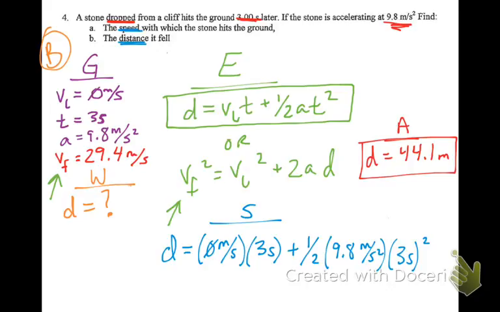If it's not what you got, make sure you pause the video, rewind it, and see what you may have done wrong. Now if you got this right, I want you to pause the video and try question number 5. Hopefully you paused the video and tried question number 5. A car traveling at 21 meters per second is uniformly slowed down at a rate of 0.4 meters per second squared. What is the distance it will travel during a 5-second interval?